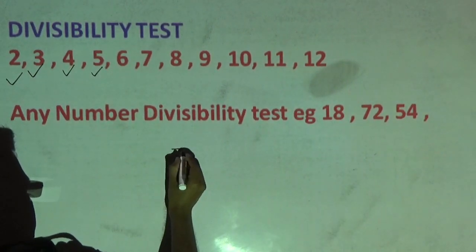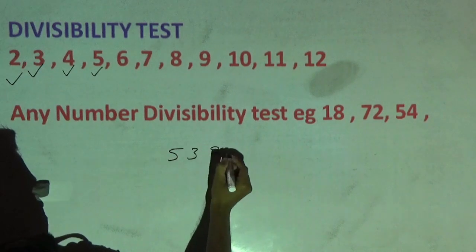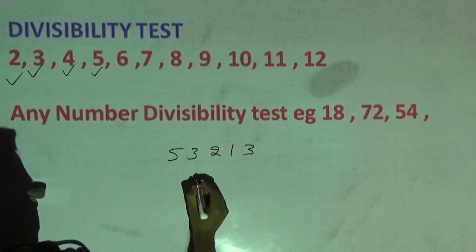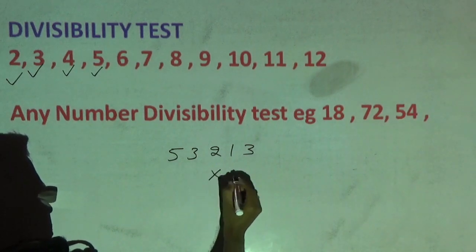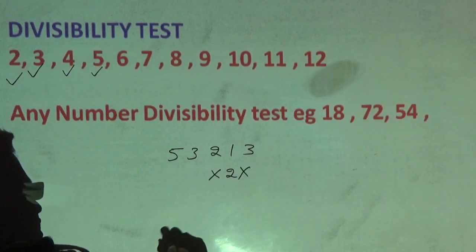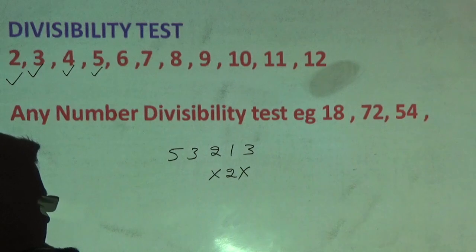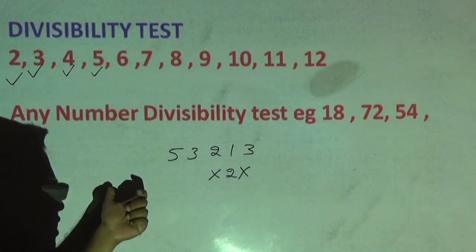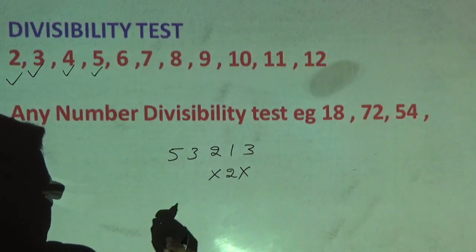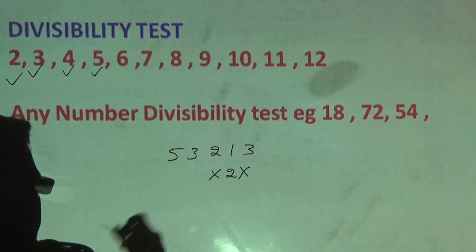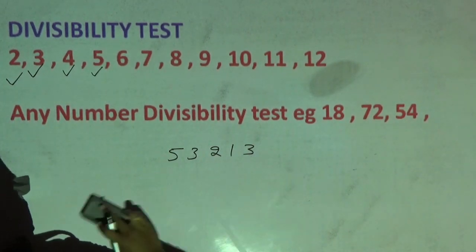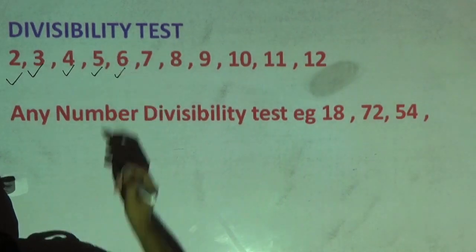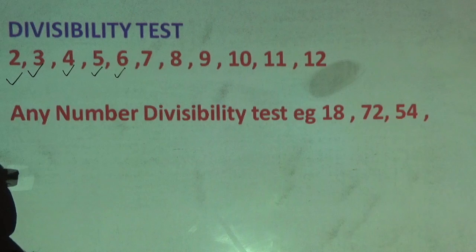Okay. So 53213. Now, this number is definitely not divisible by 2. Whether it is divisible by 2? No. Okay, so I need not check for divisibility by 3, because if it is not divisible by 2, I need not worry, because for divisibility by 6 it should be divisible by both 2 and 3. So this number is not divisible by 6. Okay, now you came to know how to check whether a number is divisible by 6 or not.